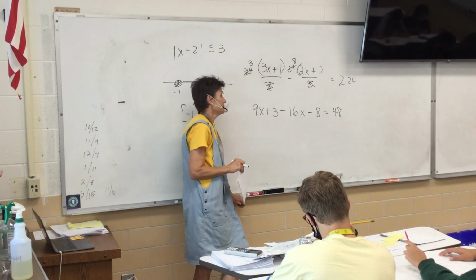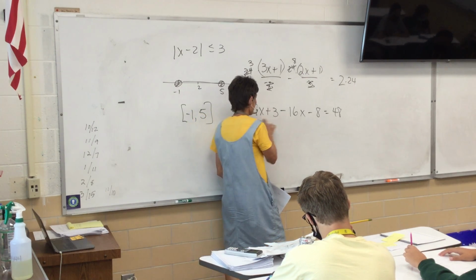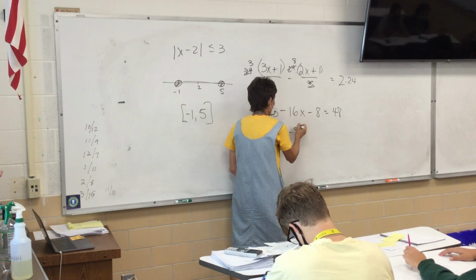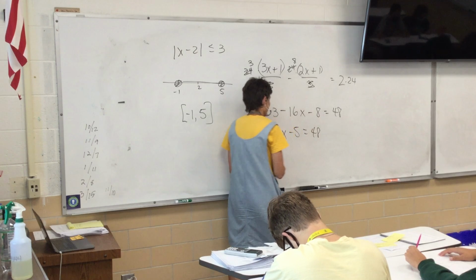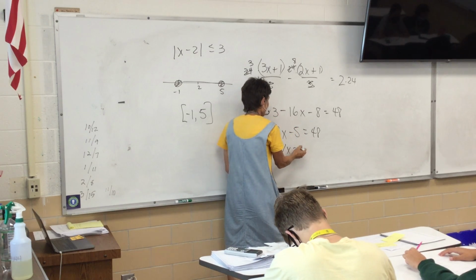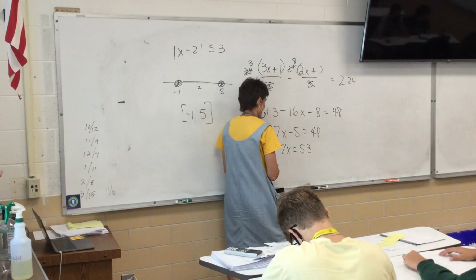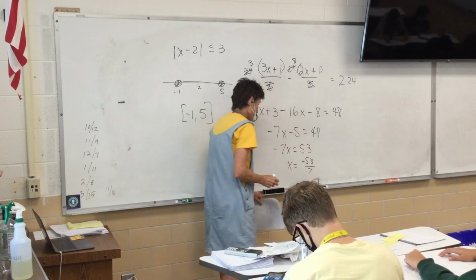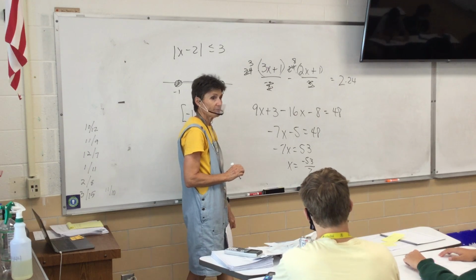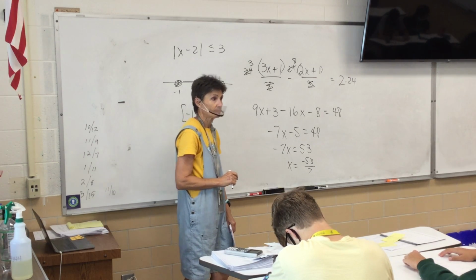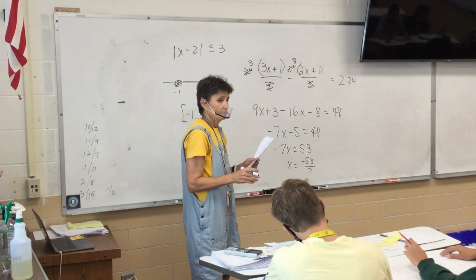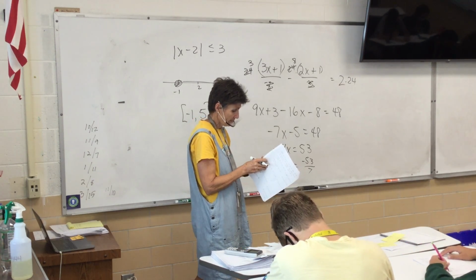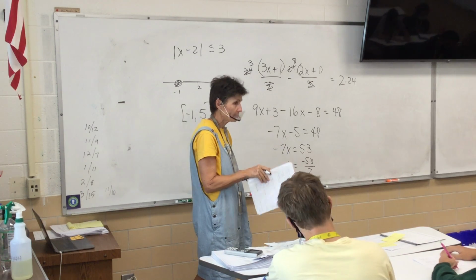Okay? Now, let's collect my terms. So here I have a negative 7 minus 5. I'll add my 5 and divide by negative 7. Anybody working ahead? Did anybody else get negative 53/7? Okay. Any question about that one?